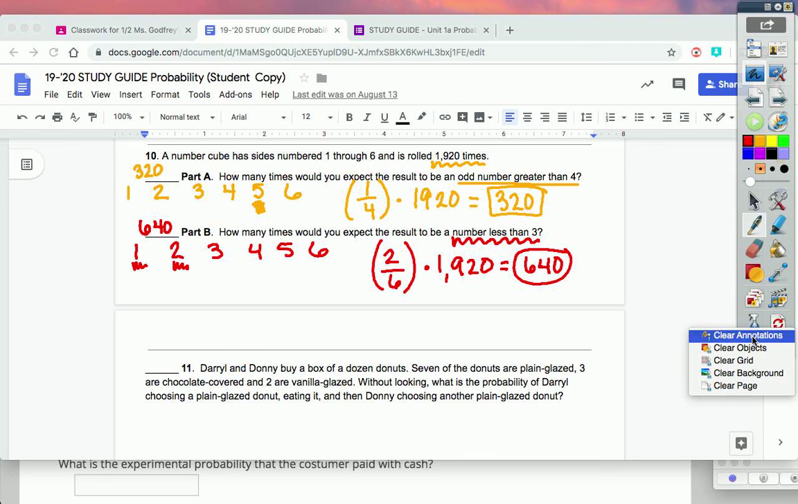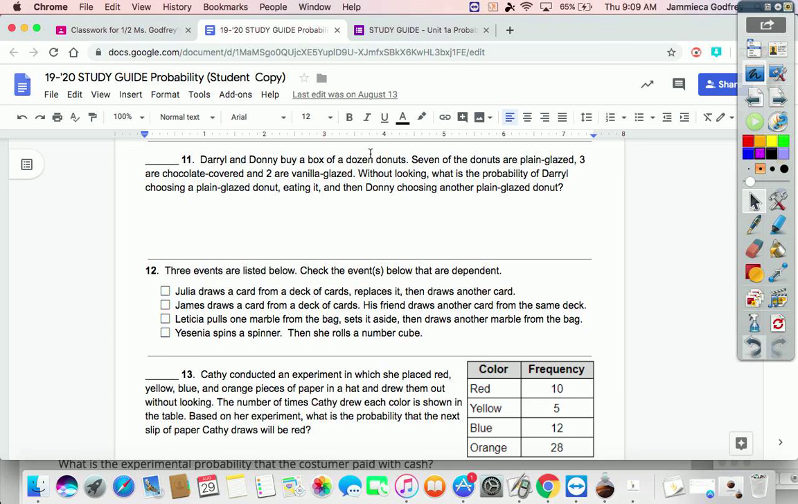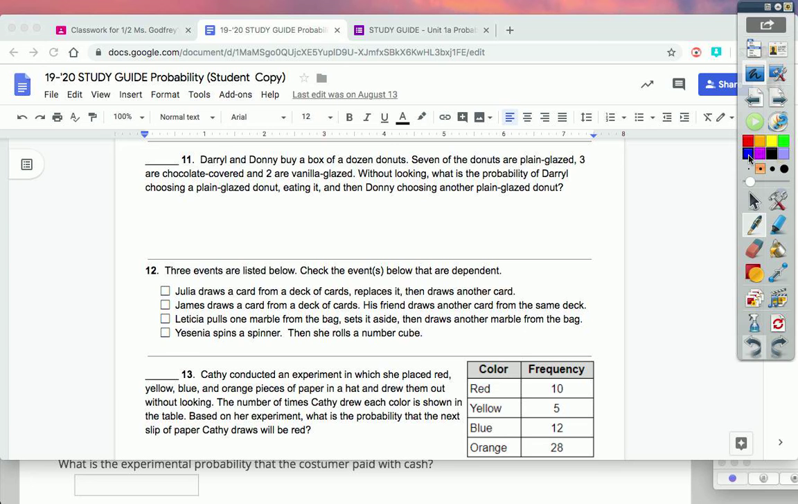Okay, moving along to number 11. Number 11 is about donuts. This is a dependent probability problem, such as numbers 9, 10, and 11. Daryl and Dunny buy a box of a dozen donuts. If you don't know, a dozen is 12. So he bought a box of a dozen donuts.